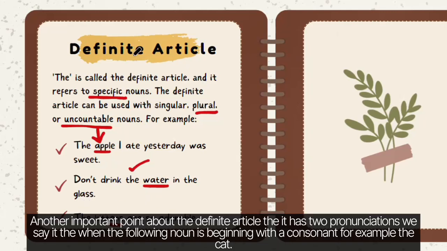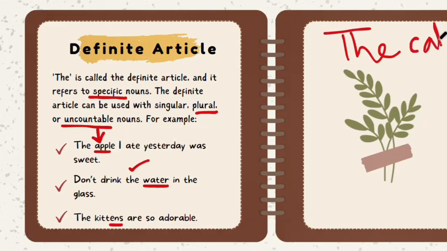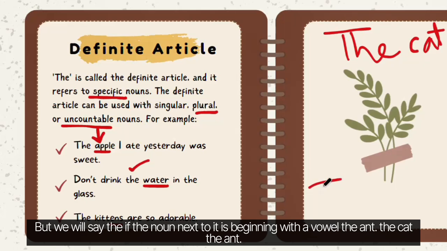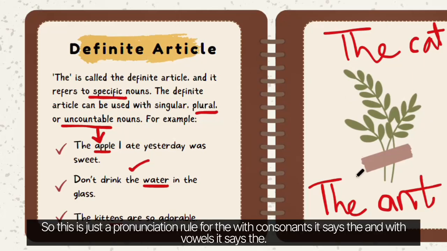Another important point about the definite article the, it has two pronunciations. We say it "thuh" when the following noun is beginning with a consonant, for example, the cat, but we will say "thee" if the noun next to it is beginning with a vowel. The ant. The cat, the ant. So this is just a pronunciation rule for the. With consonants, it says "thuh", and with vowels, it says "thee".